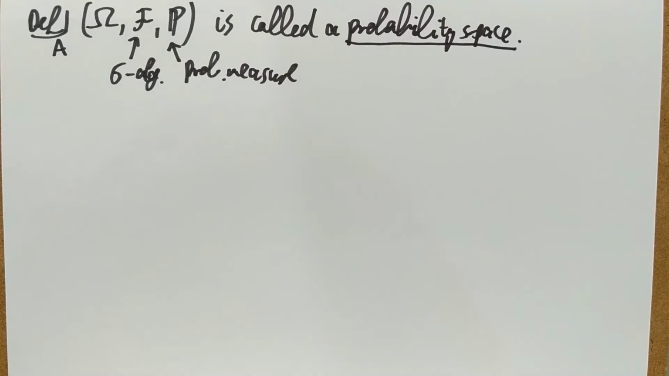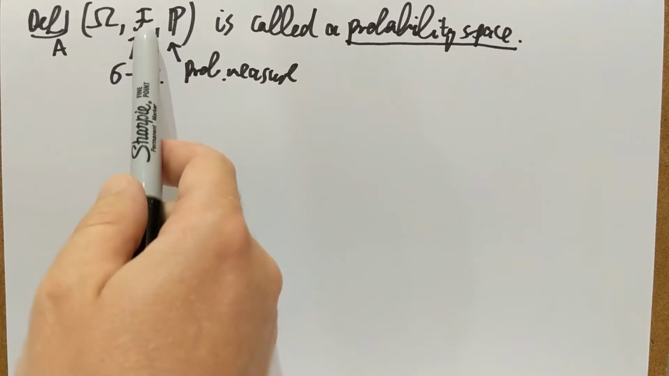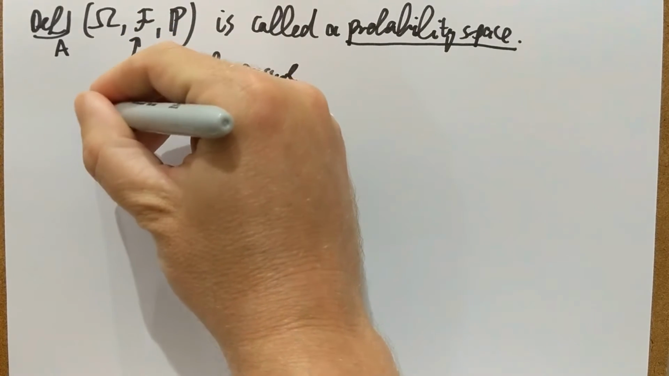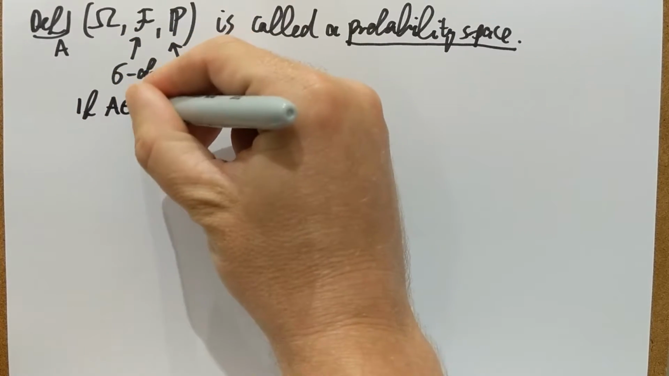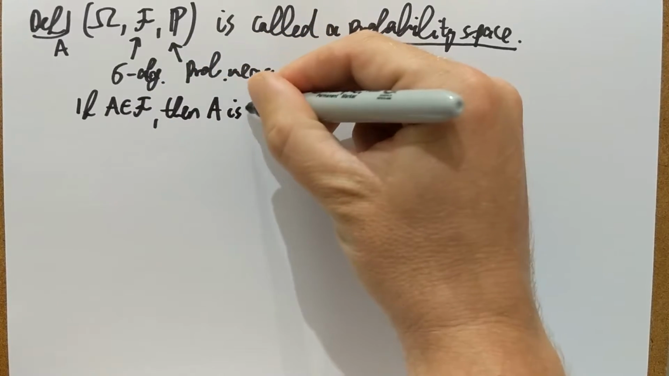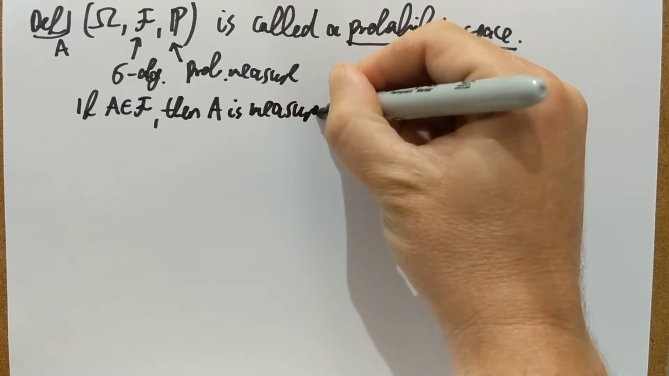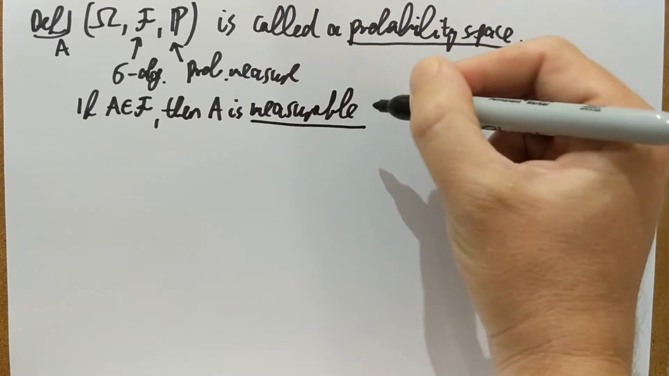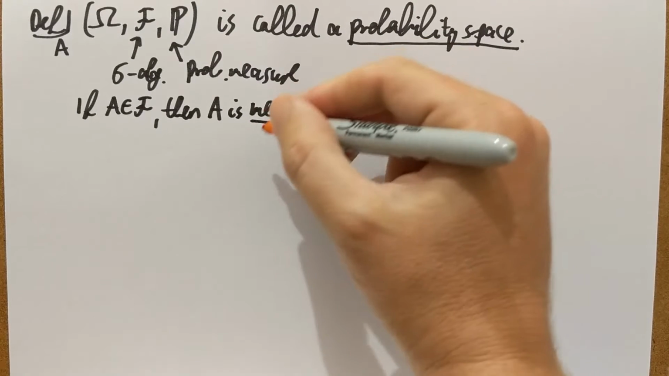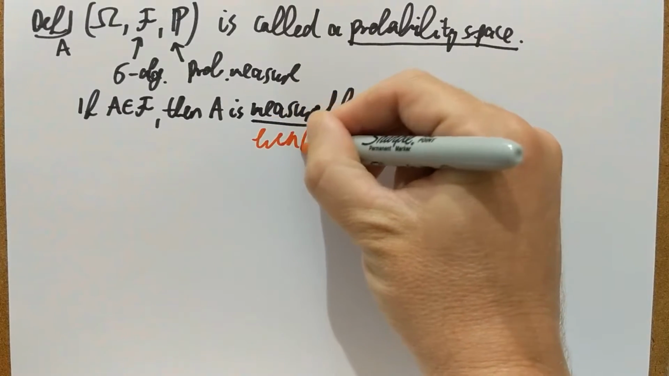Okay, so in order to do probability or stochastic processes or any kind of probabilistic statements, we always need a sample space, we always need a sigma algebra, and we need a probability measure. The elements of the sigma algebra, if a set A is in the sigma algebra, then we say that A is measurable. It's a measurable set or just measurable. And in probabilistic language you would call it an event. So the measurable sets are the events.